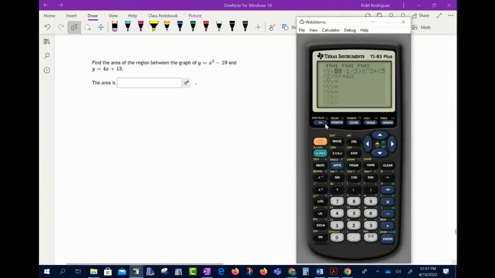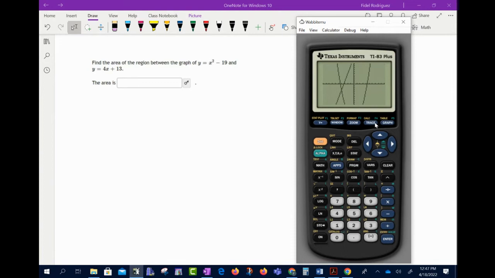So let me clear this stuff out. Let me go back to my y equals. I'm going to clear this out, and I'm going to go x squared minus 19 is my first one, and 4x plus 13 is my second one, okay? And then let me just graph them. And again, I'm not doing too much here.